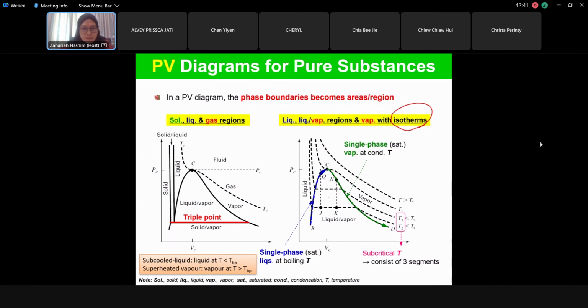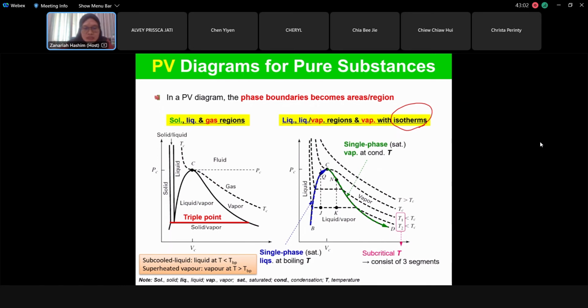Of course, if you are at point C, then that is the critical point. And above point C, you have the supercritical or fluid region. The way you read this diagram is that normally we will refer to the isotherm, to a specific temperature line.